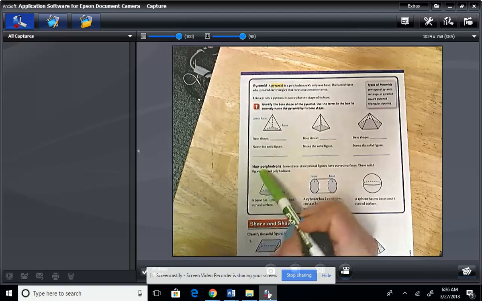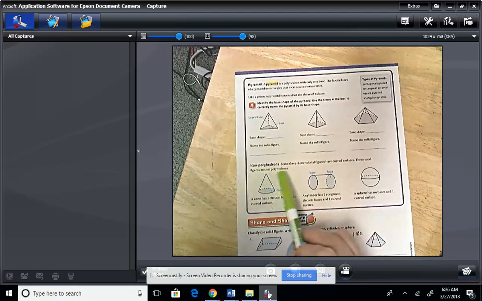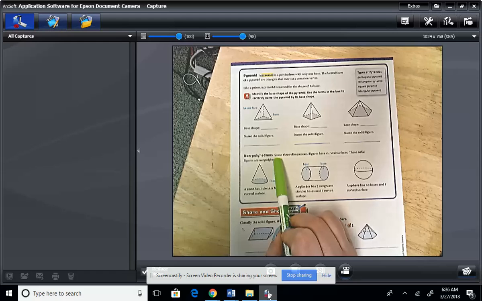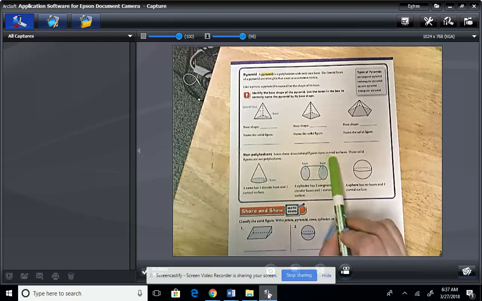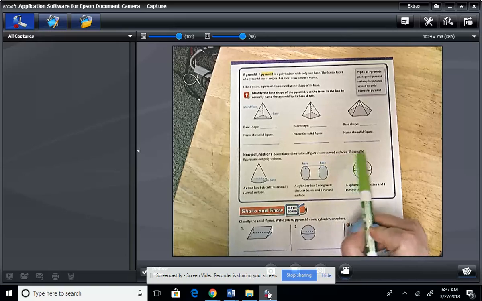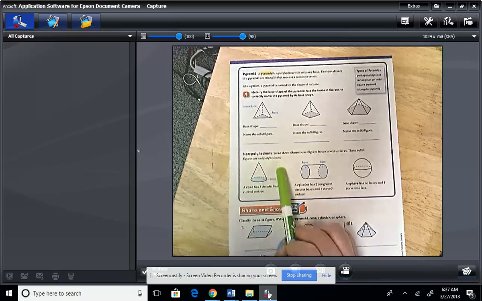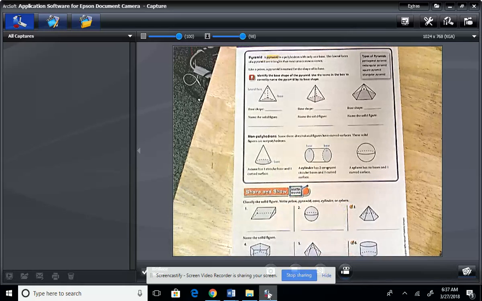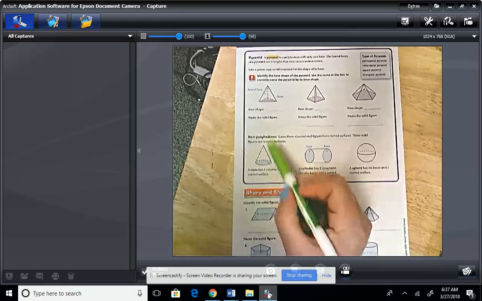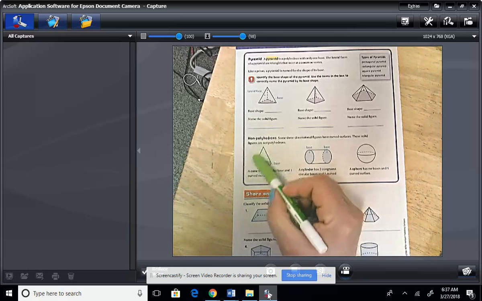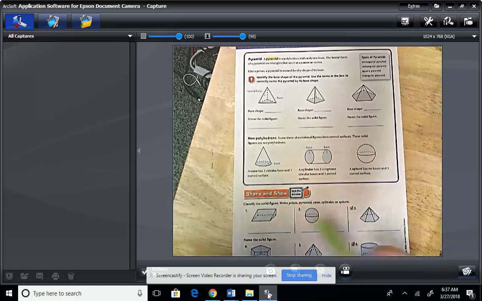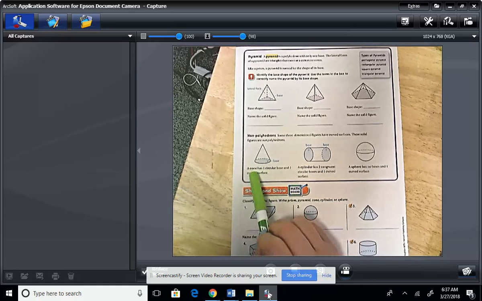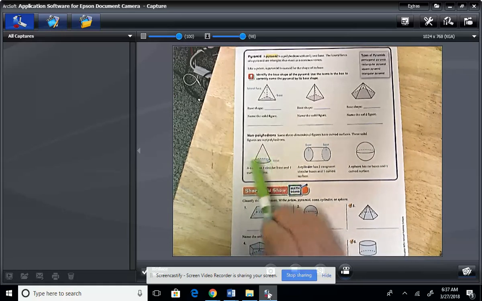Okay, non-polyhedrons. Some three-dimensional figures have curved surfaces. These solid figures are not polyhedrons. So a cone, if you see, it's got a base, but it doesn't have any sides. All of it's curved. It can roll. That's called a cone when it has only a circular base.